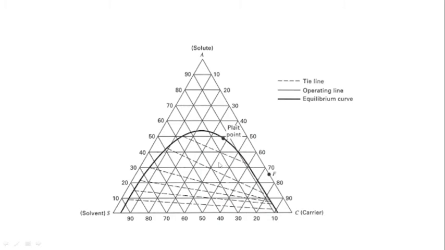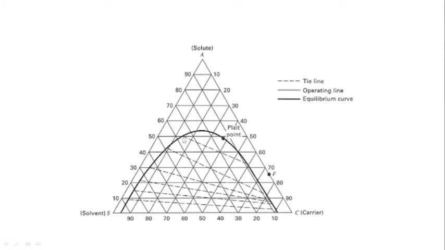So here we have the tie line. This is the ternary plot, or also called the rectangular plot for extraction. Here we have the solvent, solute, and this is the carrier. This is the solvent for the solute. This is the extraction solvent, and this is the carrier solvent for solute. This is the equilibrium curve for this ternary system.